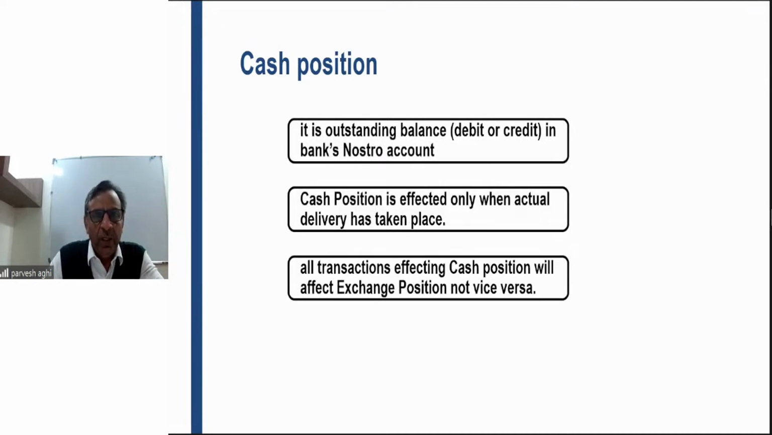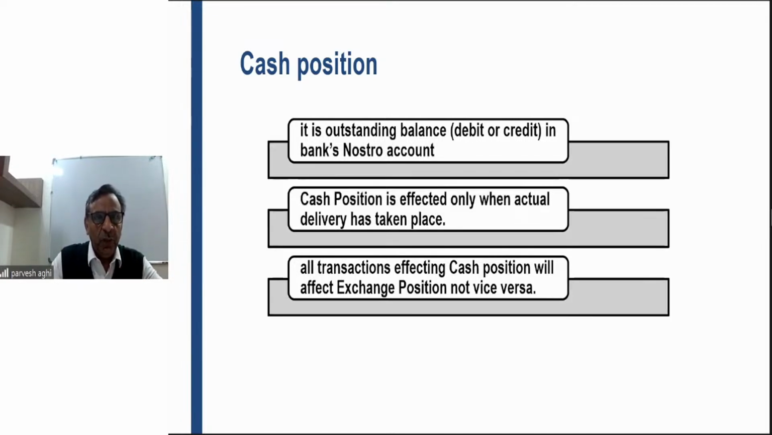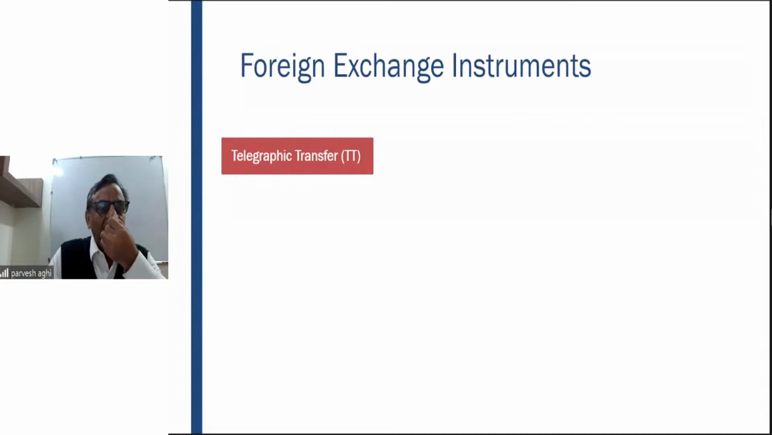All transactions affecting cash position will affect the exchange position and not vice versa. So this is very important. If you are selling a forward contract to someone, it is not going to affect your cash position. It is not going to hit your nostro account immediately. Only on maturity is it going to affect your cash position. But all transactions, whether they are cash or future commitments, are going to affect your exchange position. Okay, fine.